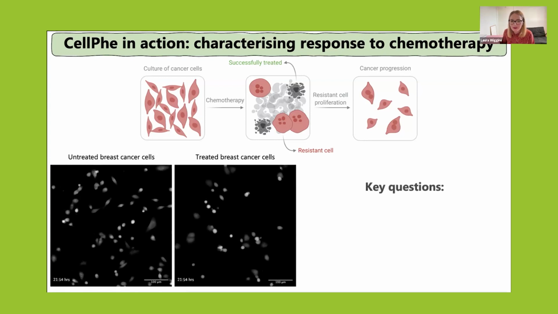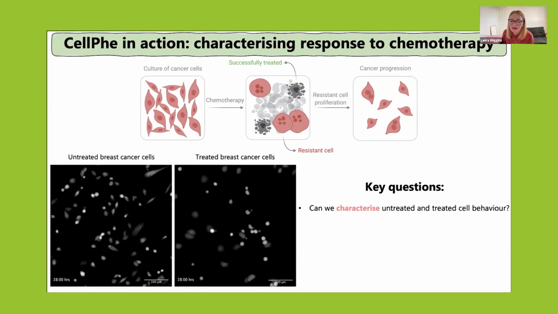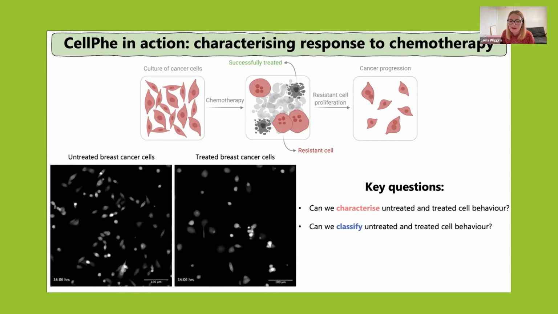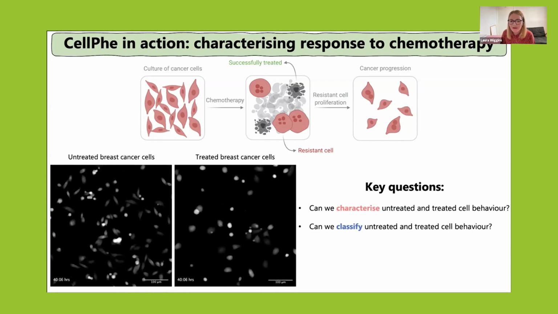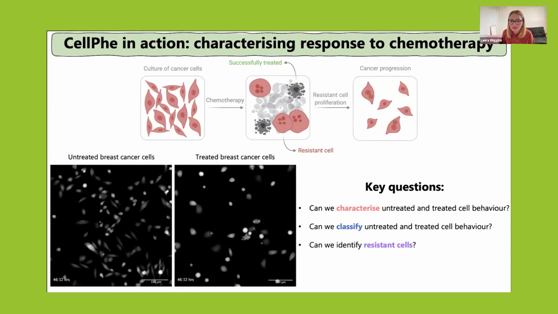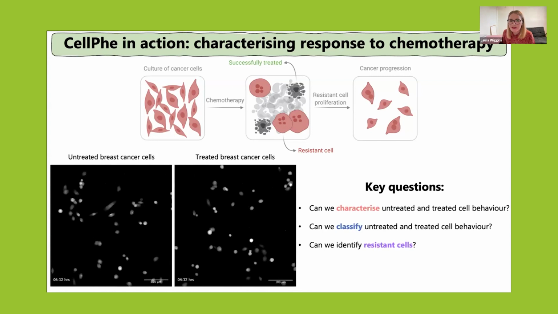So the key questions were, can we characterize phenotypic changes in untreated and treated cell behavior? Can we classify it? Because if we can, then we can use predictive models to say whether an unknown cell has successfully responded to drug or not. And then can we use that as a way to identify chemo-resistant cells?